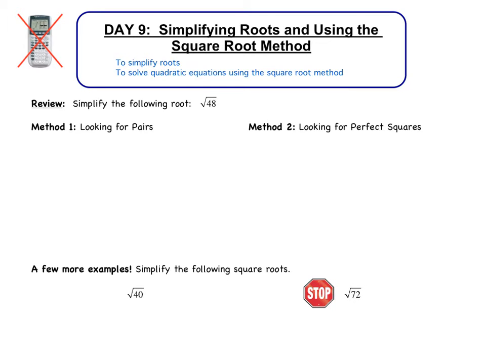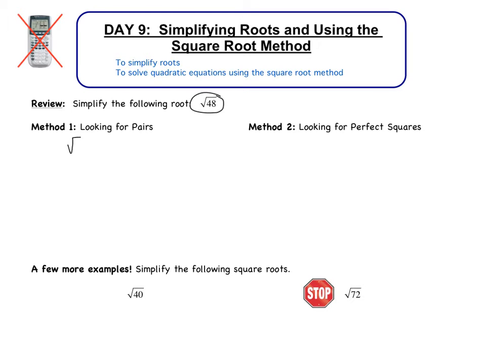We are going to start by reviewing simplifying square roots. So we're going to start with simplifying the square root of 48. There's two different methods, so I'm going to show you both. Both work, you just pick the method that you prefer. The first one is to look for pairs of numbers.